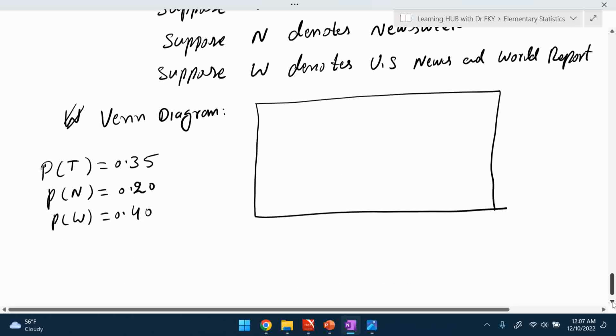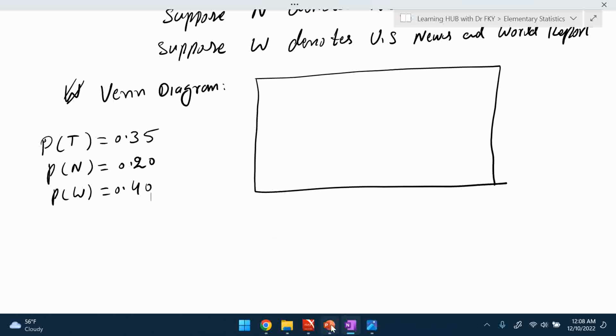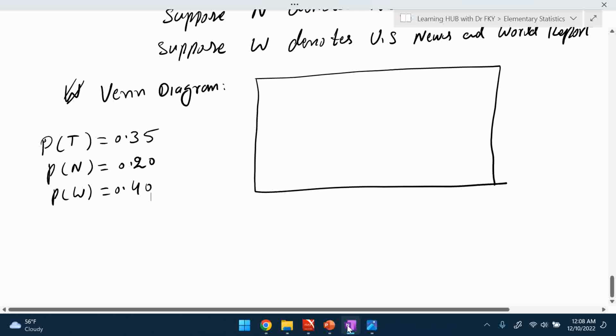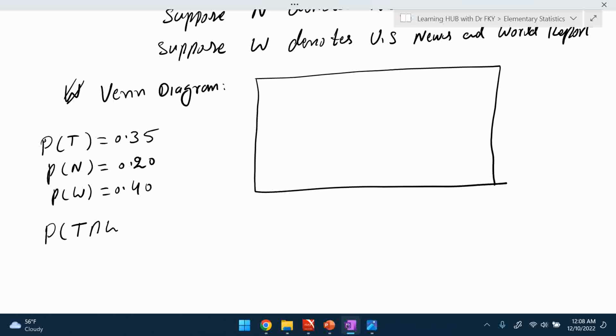There is another thing mentioned in the statement. 10% read both Time magazine and US News and World Report. So this is the intersection part. We can write probability of T and W, Time magazine and US News and World Report, is equal to 0.10. Now we have the summary of this problem, so you can develop a Venn diagram.